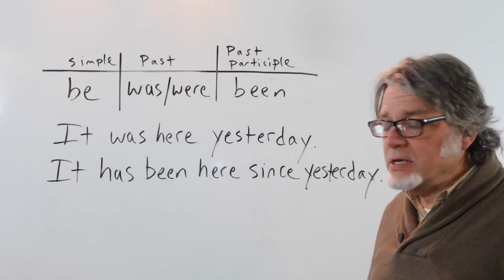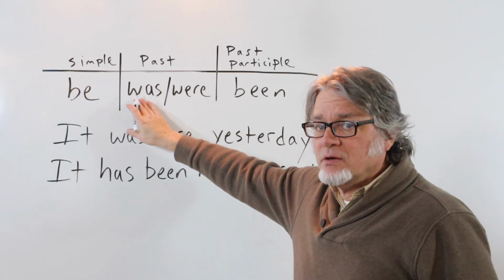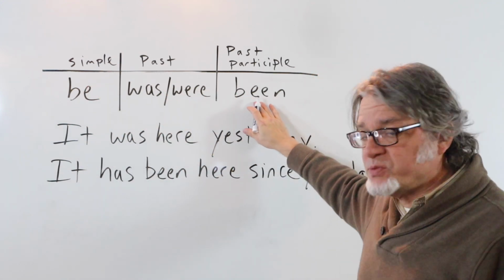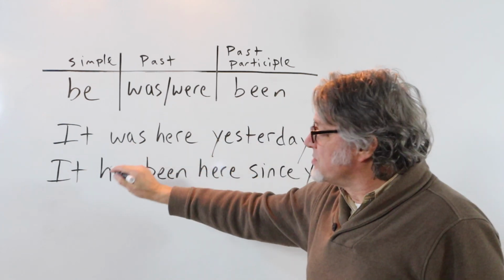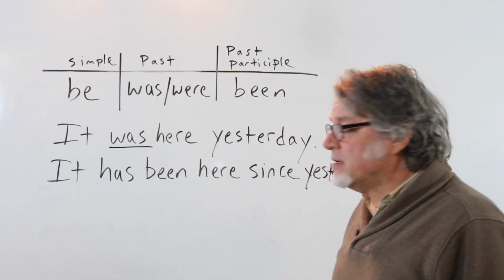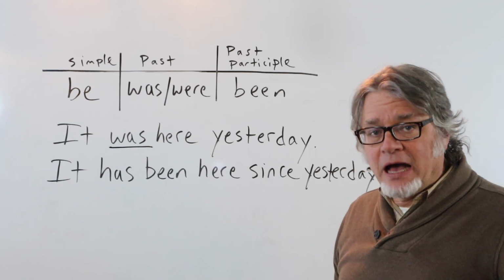Here's the verb be in the simple form. In the past tense, was or were, and the past participle is been. In this sentence, it was here yesterday, and now it's not. Now it's not here.